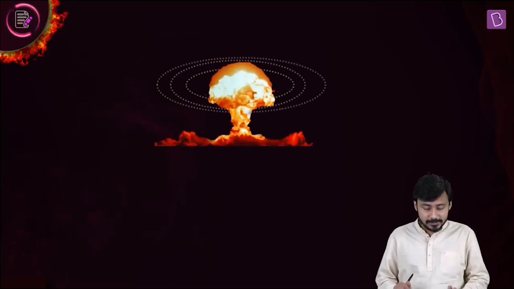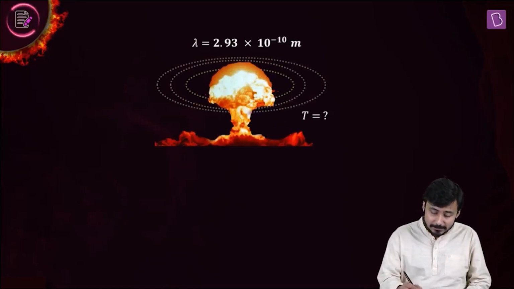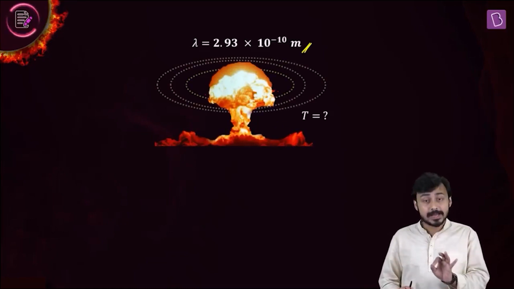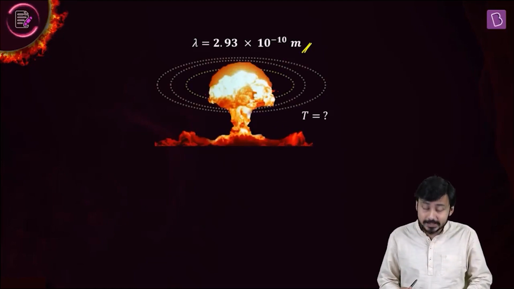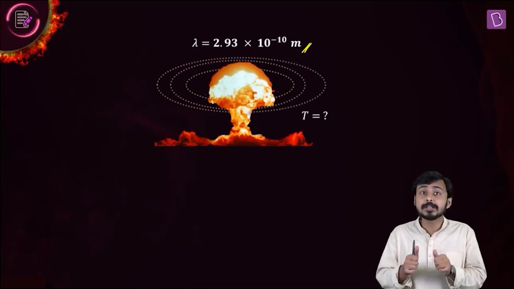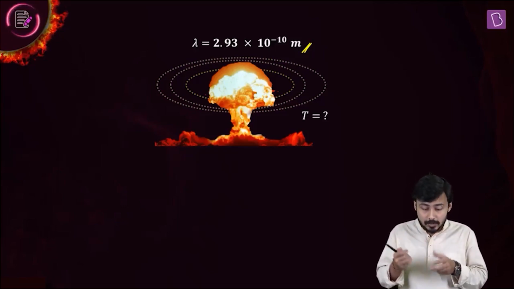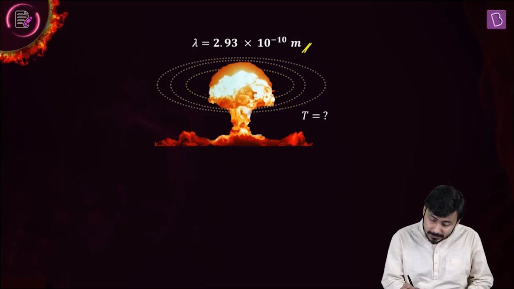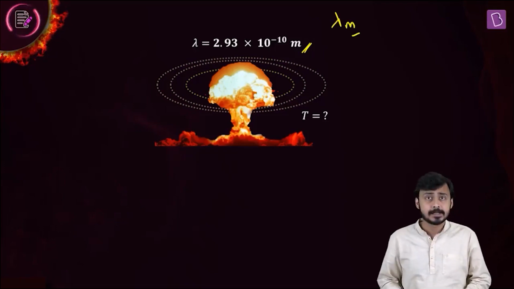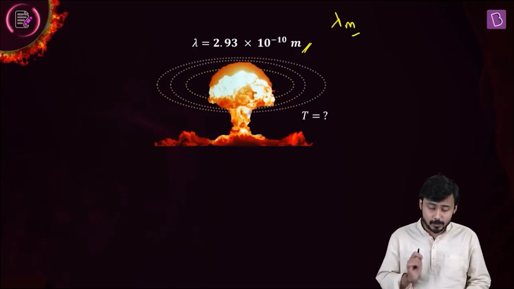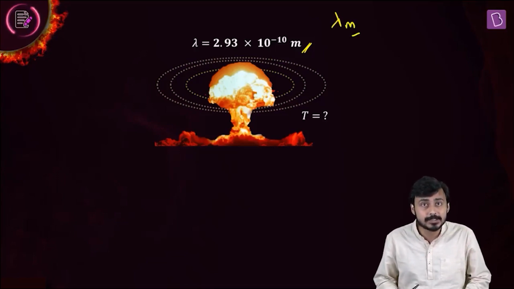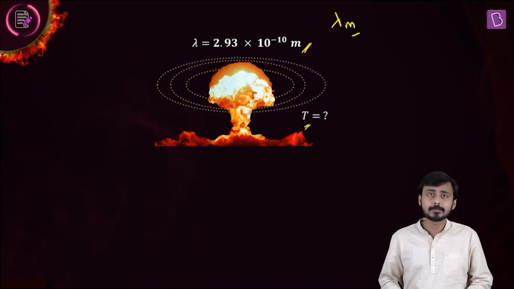Okay, so the explosion takes place and what happens? The wavelength which is getting emitted for the maximum intensity is lambda is equal to 2.93 into 10 raised to power minus 10 meter. This is the wavelength corresponding to maximum intensity, right? The maximum number of photons are coming out with this wavelength. So is this lambda m? Yes. Lambda m in this case is given to be 2.93 into 10 raised to power minus 10 meter and you are supposed to get the temperature.